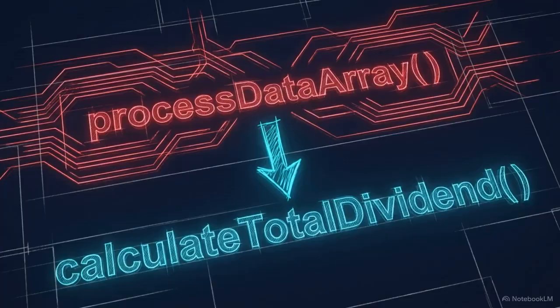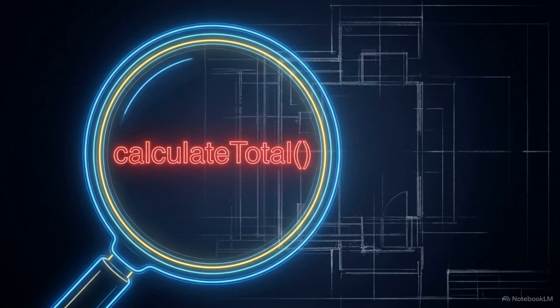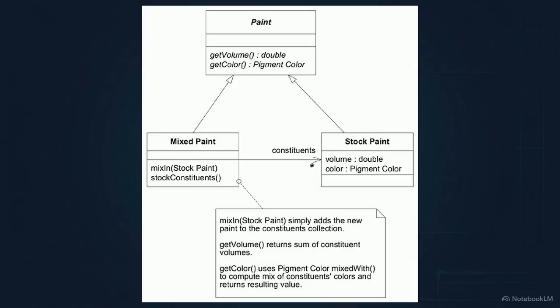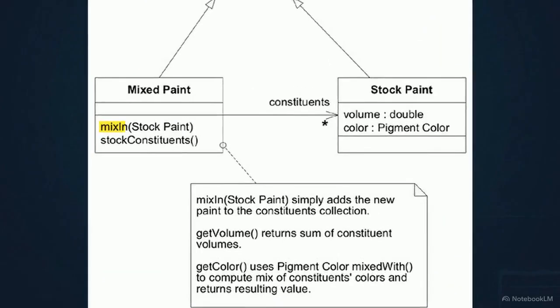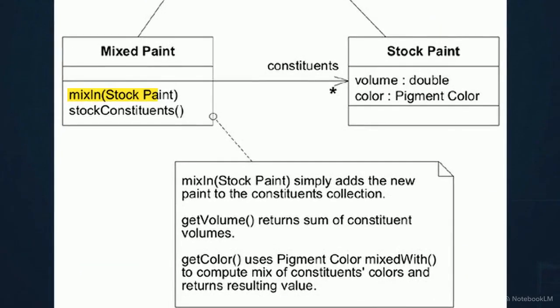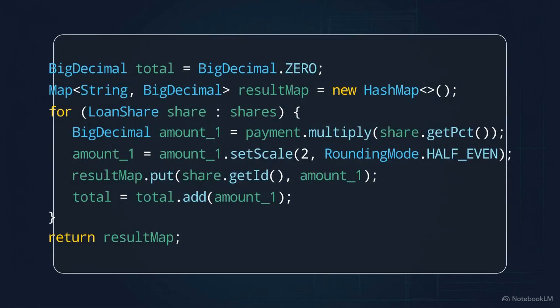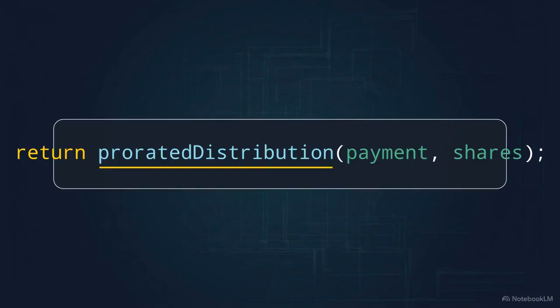The first step out of this trap is adopting intention-revealing interfaces. Methods must be named for their domain result rather than their internal mechanisms. This UML diagram from the original DDD text illustrates a paint mixing model. The interface uses mixIn to communicate a domain action, rather than exposing the underlying array manipulations required to combine the colors. Applied to our loan scenario, we replace the procedural calculation block with a single method named prorated distribution.